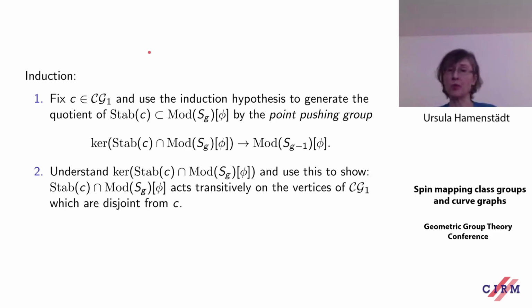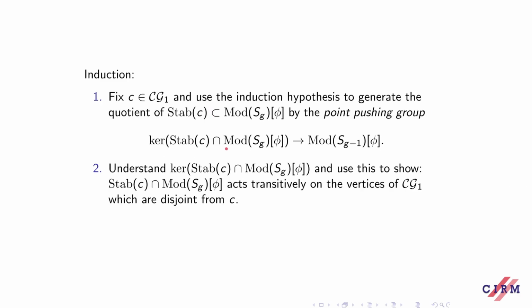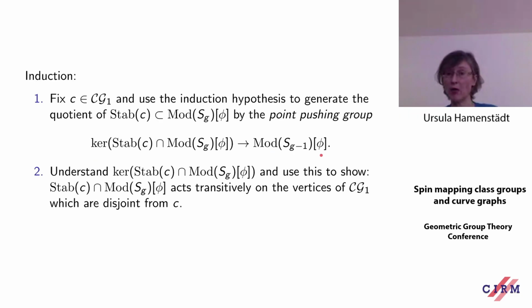So what is the point pushing group? The point pushing group is just the kernel of the stabilizer of C, now intersected with the spin mapping class group as I wrote in here, which is the kernel of the homomorphism given by capping off the boundary and attaching this. That means the image of this homomorphism is the mapping class group of the surface of genus g-1. And here also we preserve this spin structure as additional data.